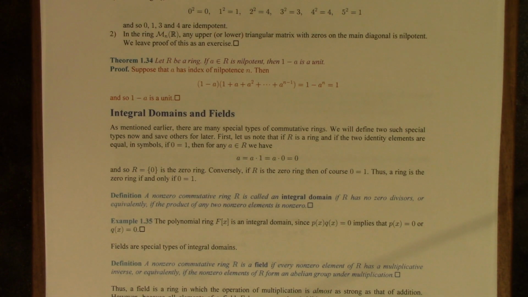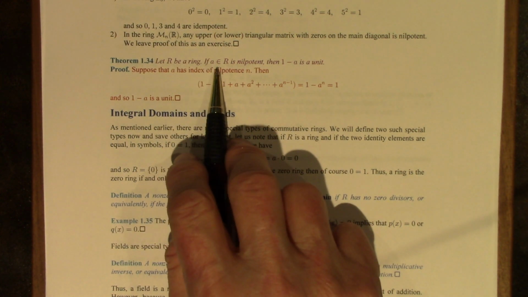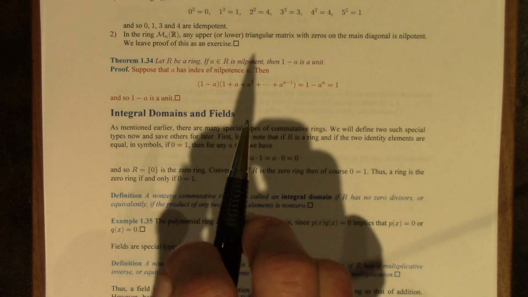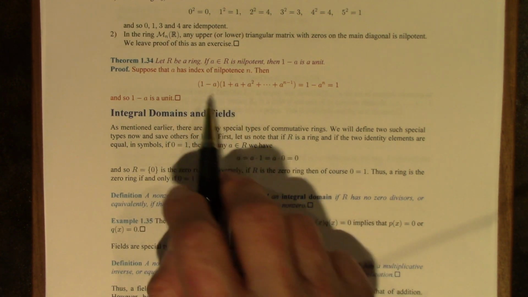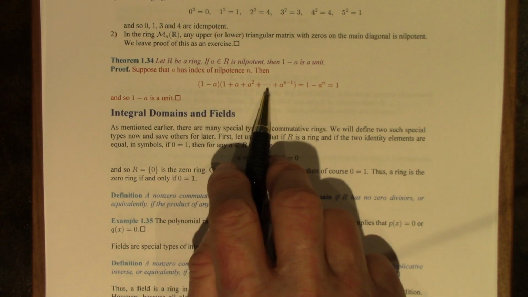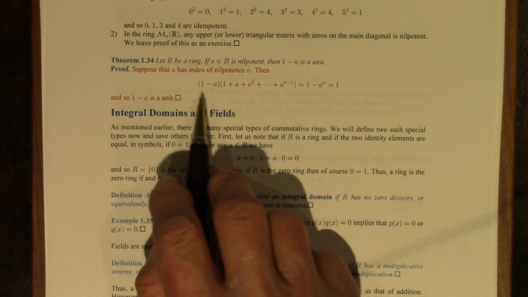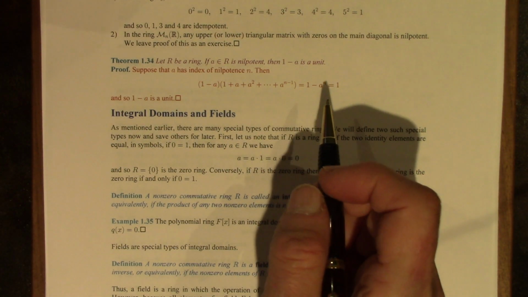An interesting feature of nilpotent elements is given here. If a in R is nilpotent, then 1 minus a is a unit. And that's easy to prove. Let's say a has index of nilpotence n, then when we multiply 1 minus a by the sum of these powers of a, there's a lot of cancellation. We get 1 minus a to the n. a to the n is 0, so we get 1. Therefore, 1 minus a is invertible. And you can do this on the other side as well.